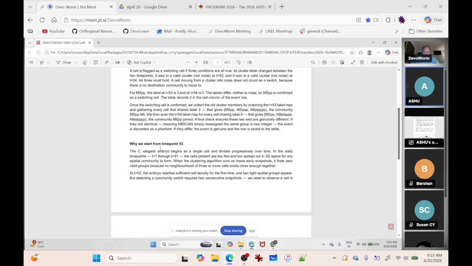And there is one more thing, a phantom event. It is also checked if both the members are similar in both the time slots. If at T53 all the cluster members are the same and at T54 the cluster members are also the same, then it is considered a phantom event and it is removed from the dataset.